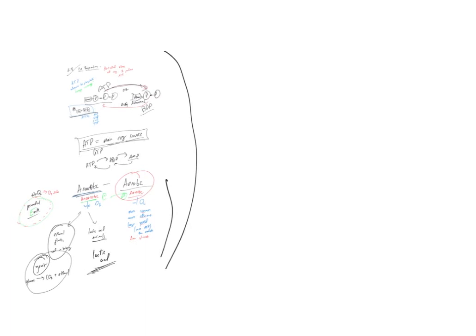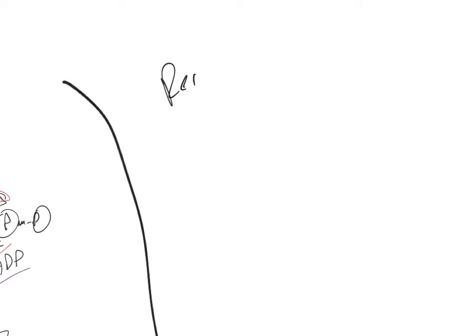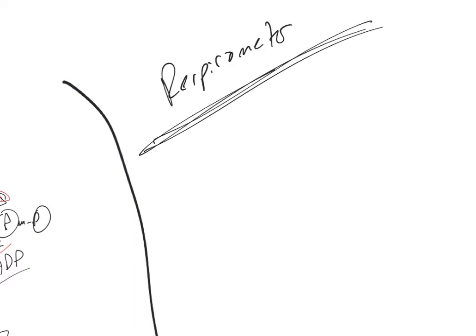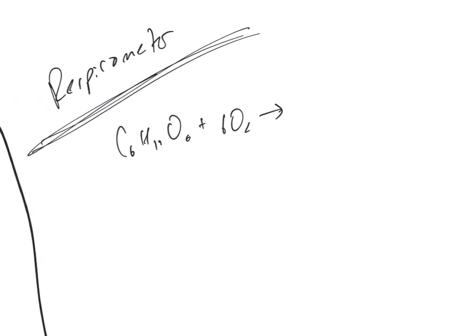So the last thing is a respirometer. What is a respirometer? It has a few things, okay? Basically, what is the formula? We have C6H12O6 plus 6O2 yields 6 CO2 and 6 H2O.